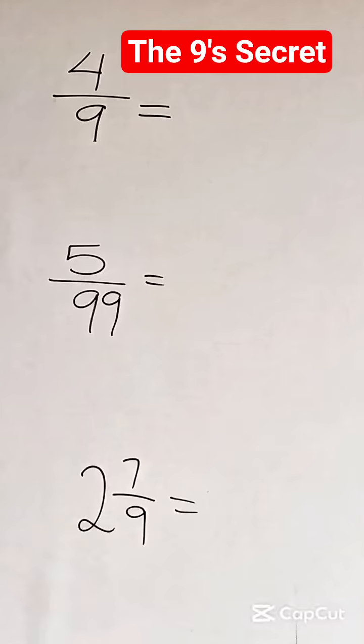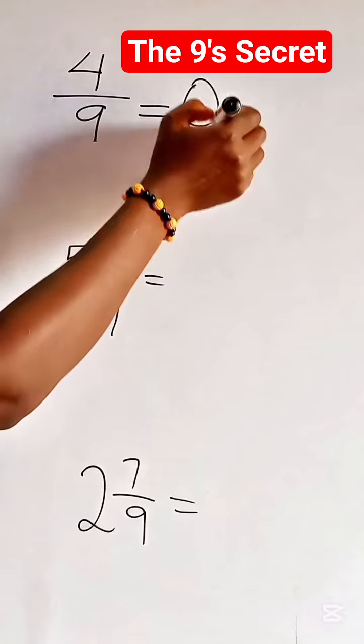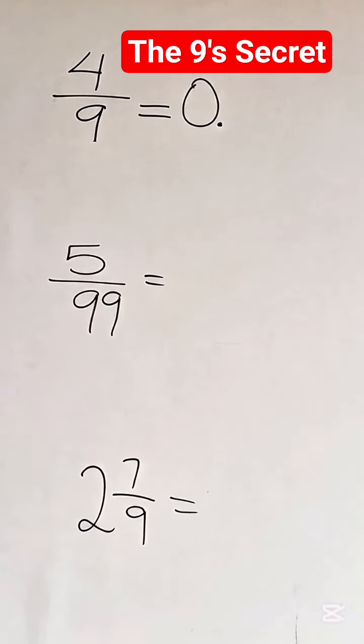This is the only math trick you ever need for simplifying fractions with 9. We have to divide 4 by 9. Since this is a proper fraction, we know that 4 cannot divide 9, so we have 0 point. Without using long division, we can use this trick.